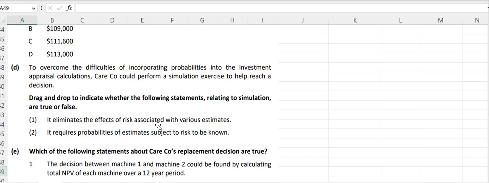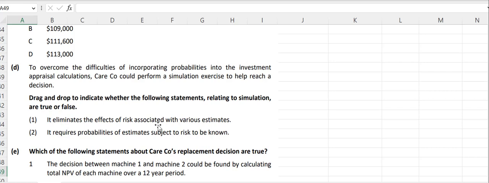Now, a simulation model does not eliminate any effect of risk. It does not reduce your risk. It does not eliminate any chance of loss, right? By using simulation, you cannot stop a loss from occurring. So the loss outcome will still be possible. All it can do is help you project or predict the possible outcome and help you take a decision.